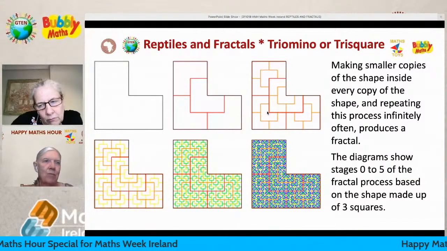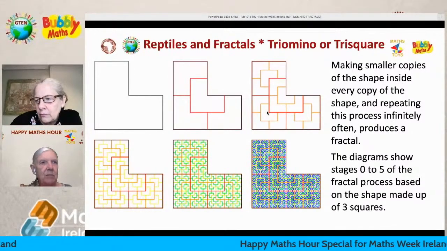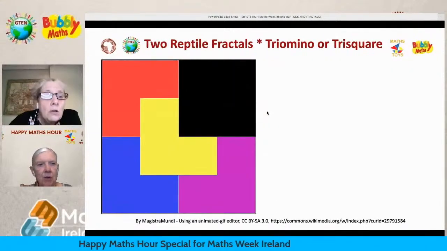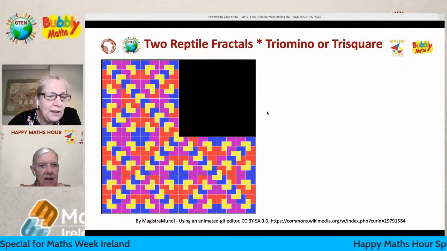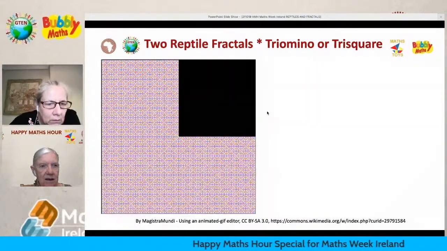In our casual conversation, we might refer to something as a fractal, but when we actually mean it's just quite a few stages of the fractal. So watch this. We see fractals, but a real fractal goes on forever, basically. Well, this is a fractal process.